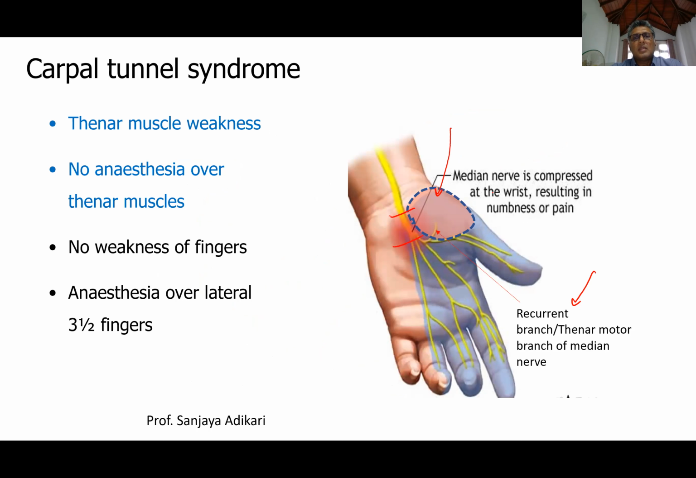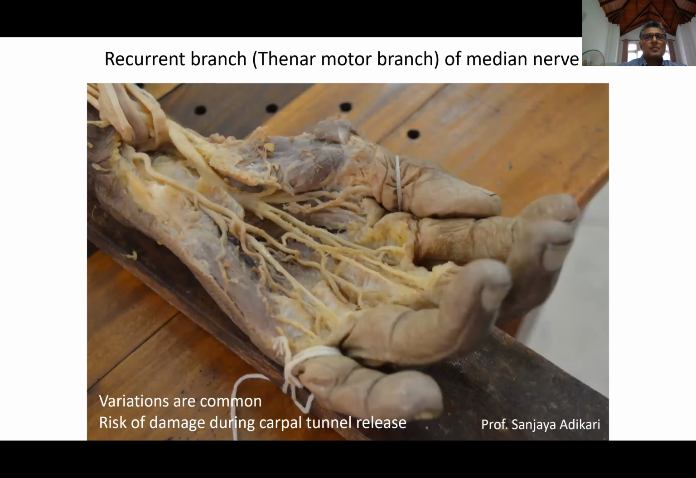So the clinical picture is that you get weakness of muscles, atrophy of muscles in the thenar eminence, but the skin over the thenar eminence is intact. There is no loss of sensation because of the palmar cutaneous branch. On the other hand, movement of the fingers is not affected because the flexors are supplied proximal to the flexor retinaculum, but the sensations are affected in the lateral 3.5 fingers because the digital nerves are given off distal to the flexor retinaculum. So that's the only thing to remember in carpal tunnel syndrome.